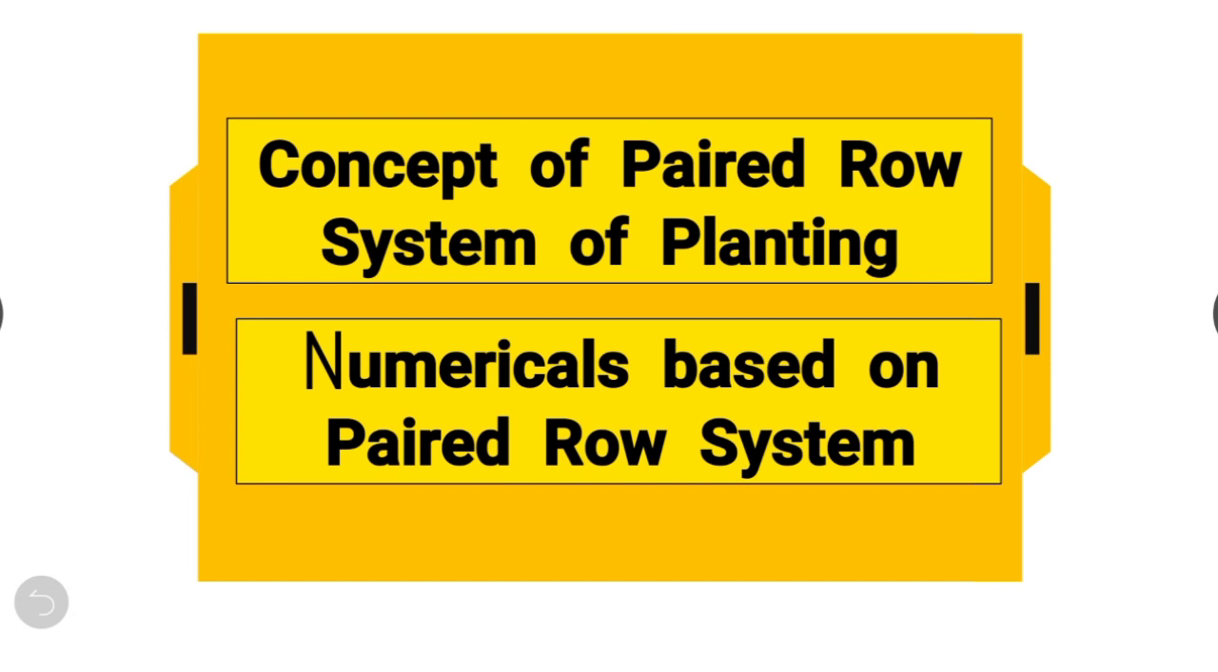In today's video, we are going to study what the paired row system of planting crops is and how to calculate the plant population in the paired row system. At first, we will understand the concept of the paired row system of planting. We will understand this concept with suitable examples.